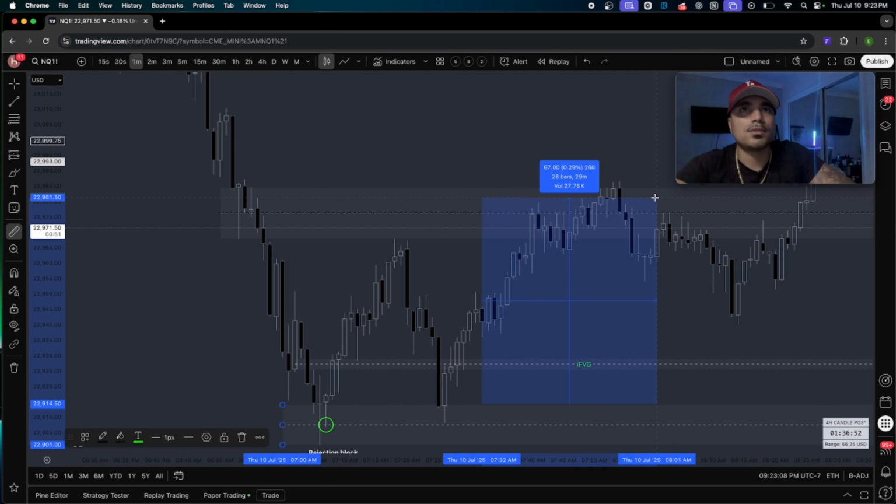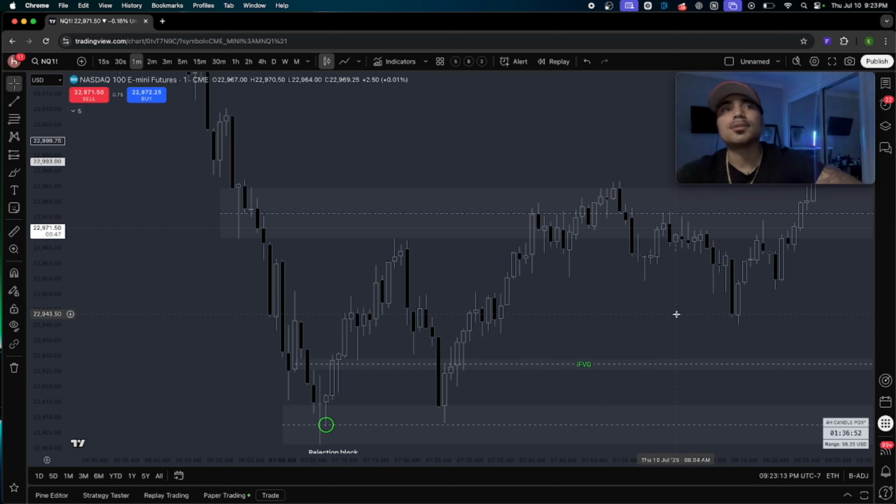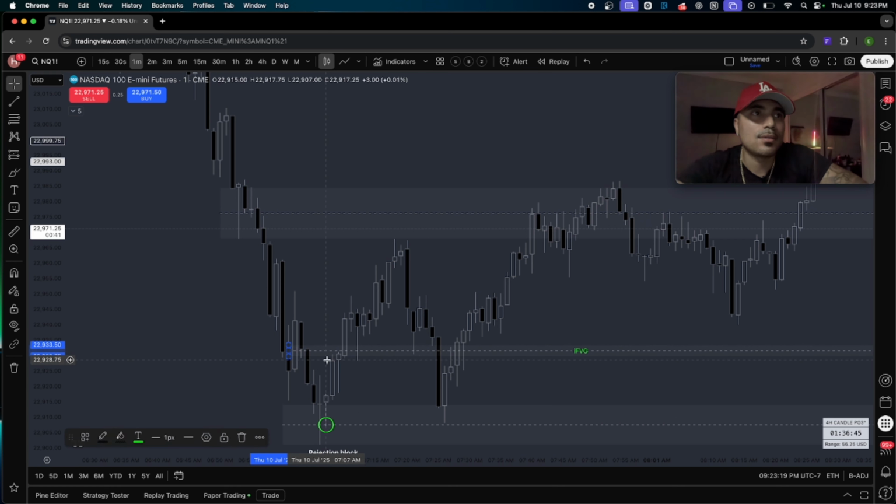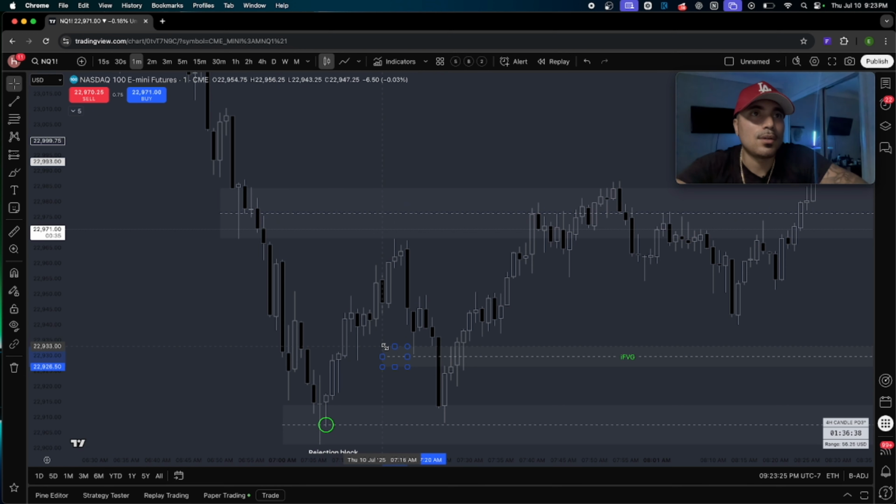This was 70 points. That's a good one. Another IFEG right here. That would have been another trade. Patience, though. A lot of patience is what it takes.